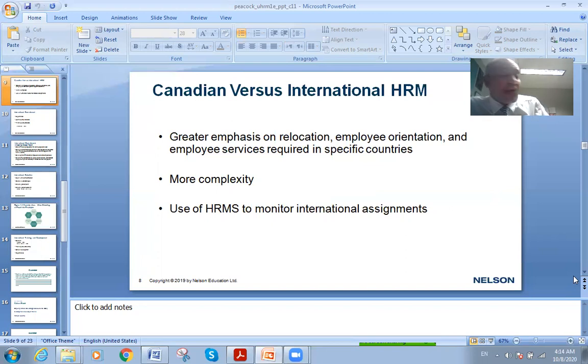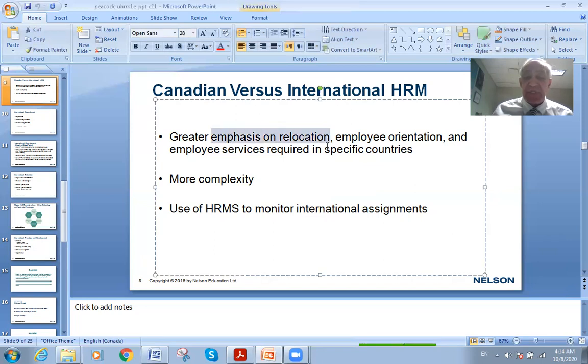Will it make a difference? Of course, we said it will make a difference. Let's see. Canadian versus international HRM. Greater emphasis on relocation, employee orientation. If a Canadian wants to go out of Canada to work anywhere, they have to orient him for the new job. And the employee services require the specific countries. More complexity, that's true. It's more complex when you work anywhere, but not in Canada. It's more complex because you have to know the culture of all the other countries which you deal with, you know? Okay. Uses HRM, Human Resource Management, to monitor international assignments as well.